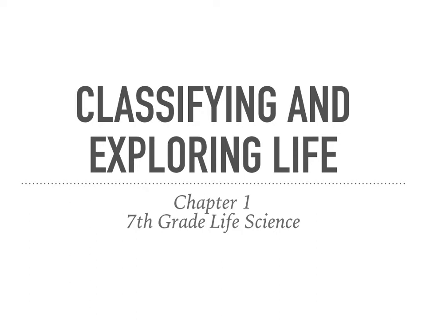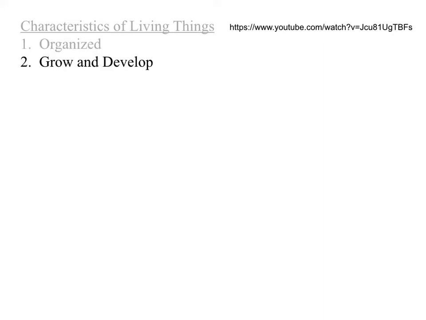Okay, so in this chapter, we're going to be looking at the characteristics of life and then how we use those characteristics to classify life. So the first thing we're going to talk about are the characteristics of life. So there are 6 characteristics of life. The first is that all living things are organized. And we'll talk more about each of these in a little bit.